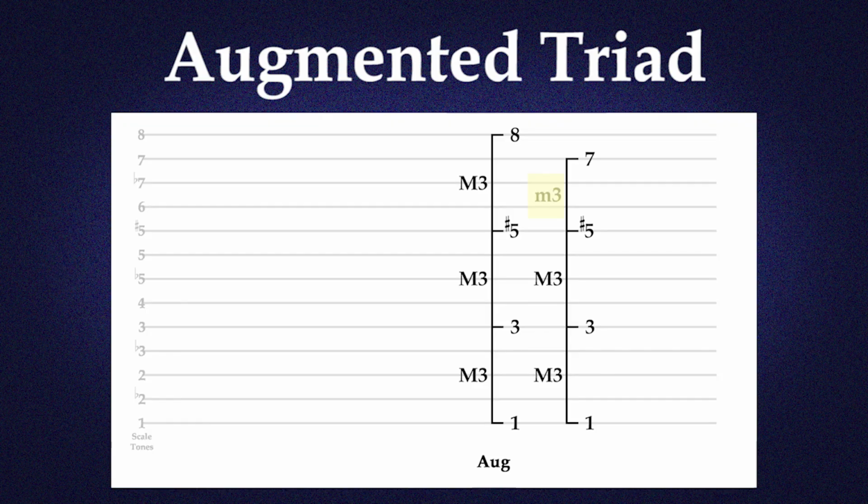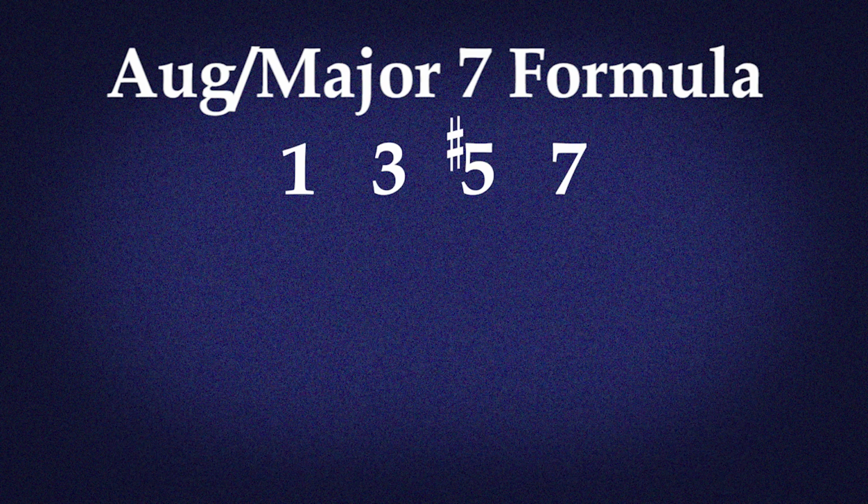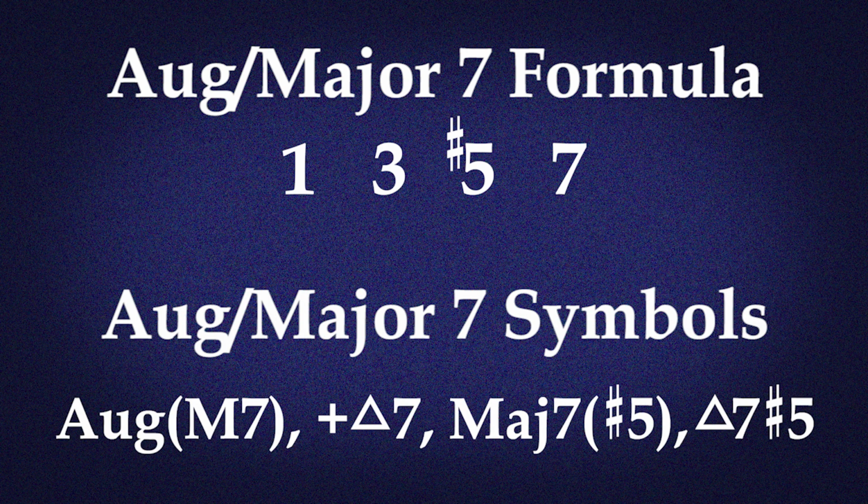If we add a minor third to the top of an augmented triad, we land on the major 7th of the scale. This is called either an augmented major 7 or a major 7 sharp 5. Its formula is 1, 3, sharp 5, 7. It is labeled, not too surprisingly, with any combination of the augmented and major 7 symbols.